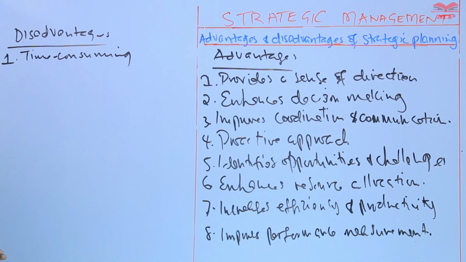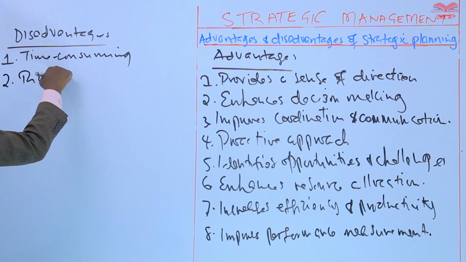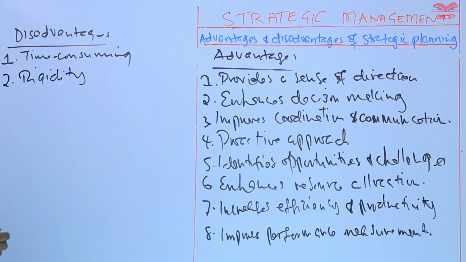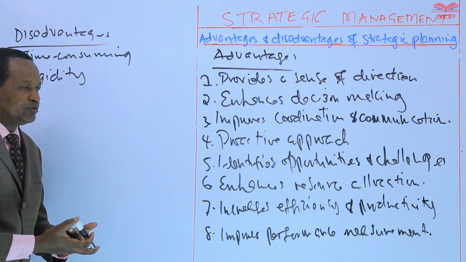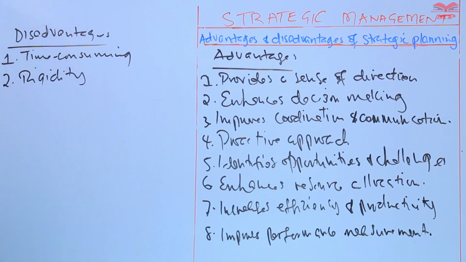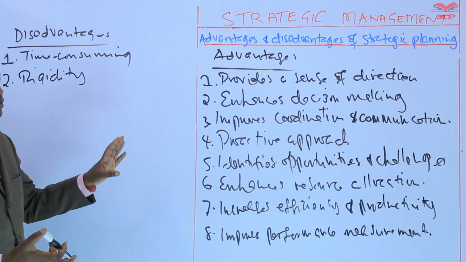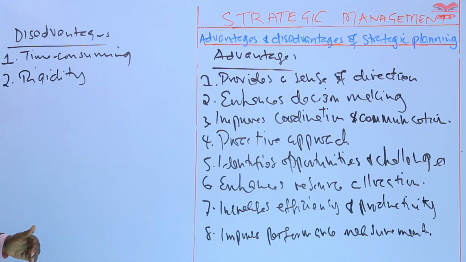Strategic planning can be a time-consuming process requiring significant effort and resources to gather data, analyze information, and also develop comprehensive plans. That's a disadvantage. 2, rigidity. Strategic plans can sometimes become rigid and inflexible, making it difficult to adapt to unexpected changes in the business environment or changes in market conditions.